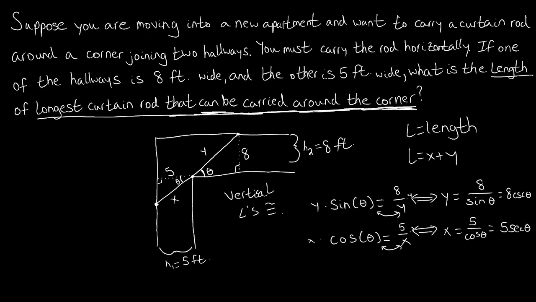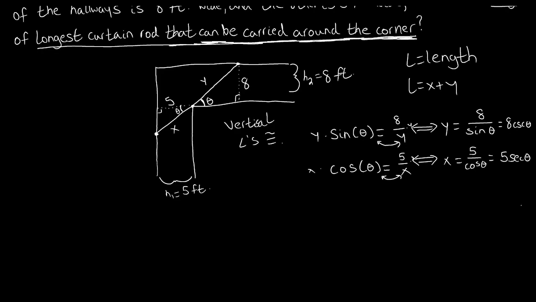So now what have we done? Well, we've made a function for our length in terms of this theta angle, right? So let's go ahead and write down what we have so far and see what we need to do from this point on. So we have that L of theta equals, and then we said it was x plus y, right? But we know that x is 5 secant theta and y is 8 cosecant theta. So we have 5 secant theta plus 8 cosecant theta. So this is our L of theta function right here, and what this function tells us is that our length depends on this variable theta.